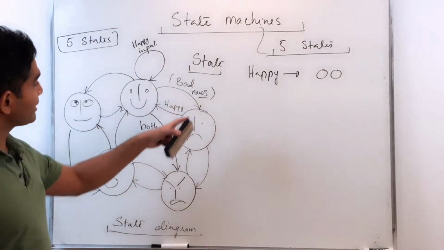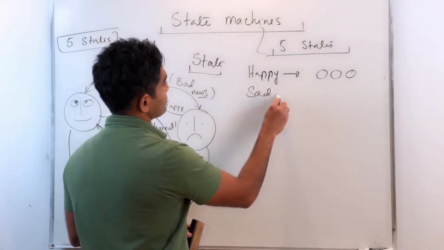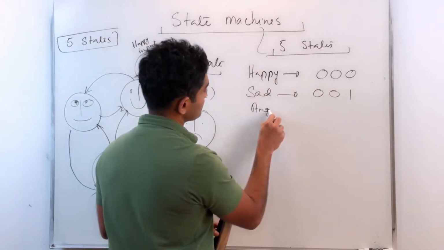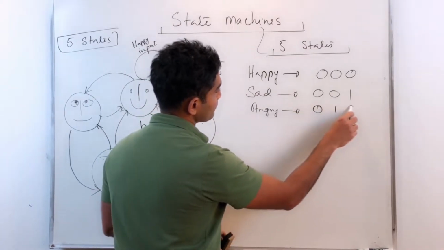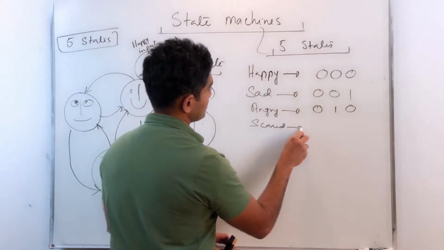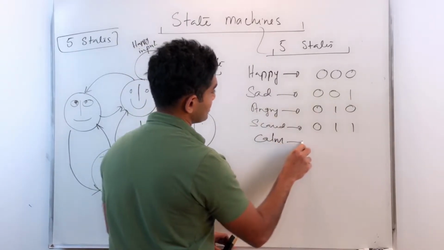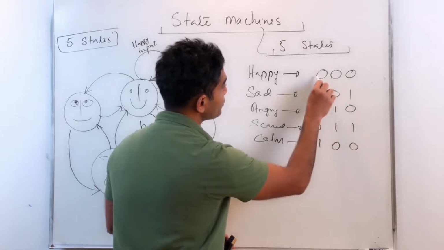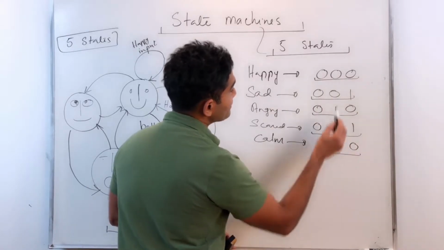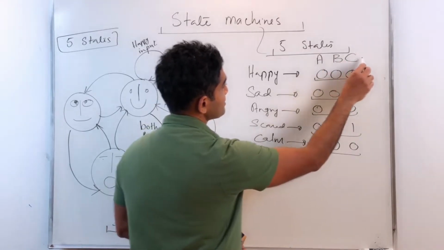So I can encode my happy state with 0, 0, 0. Let's say a sad state with 0, 0, 1. Angry state with 0, 1, 0, scared state with 0, 1, 1, and calm state with 1, 0, 0. So these are the unique codes that are being used to encode each of my states. Okay, and I encode them in what are called state variables. Let's say I use 3 state variables. So these are my state variables.